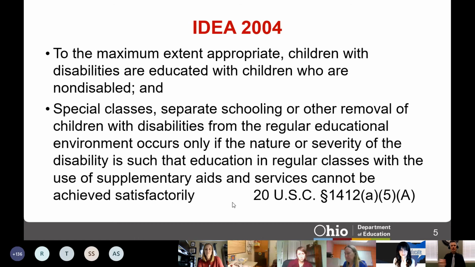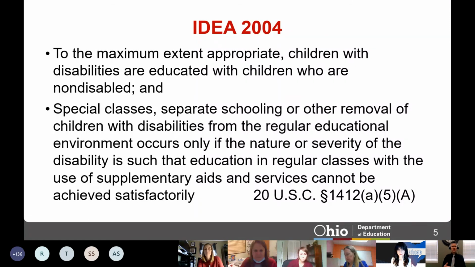All right, I'll just pick up by the LRE mandate. So the LRE mandate, as you guys know, is that we are to provide special ed and related services to children with disabilities with their non-disabled peers to the maximum extent appropriate. And so you're going to see that focus in IDEA 2004.